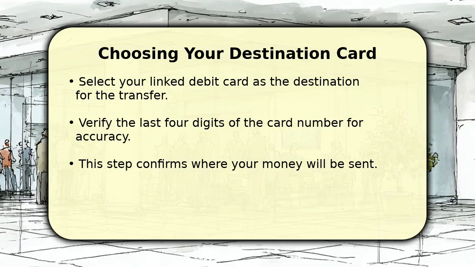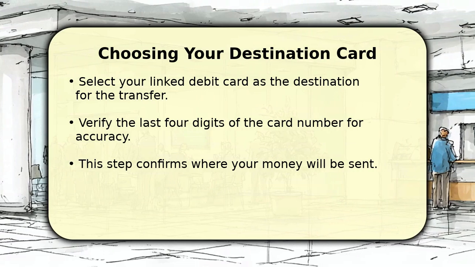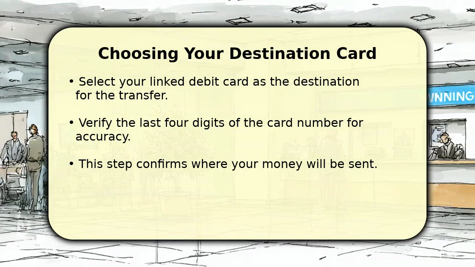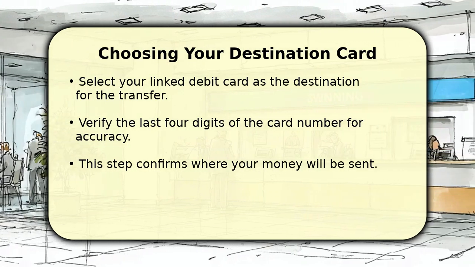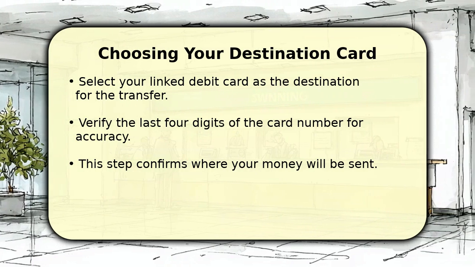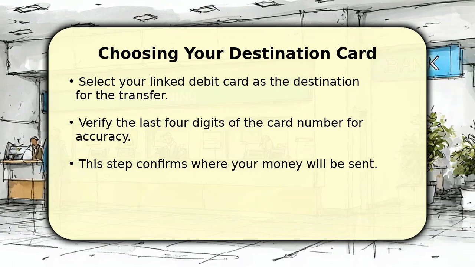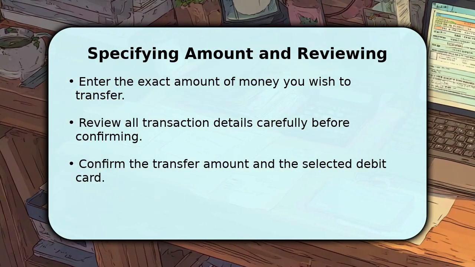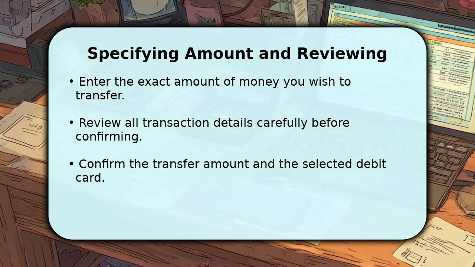Now, from the available options, select your linked debit card as the destination for these funds. It is very important to carefully verify the last 4 digits of the card number shown. Double-checking this detail prevents any accidental transfers to an incorrect account, ensuring your money goes exactly where you intend it to. Next, specify the precise amount of money you wish to transfer from your PayPal balance to your debit card.